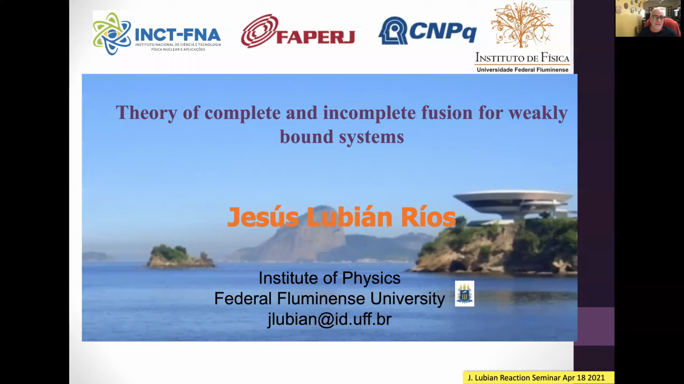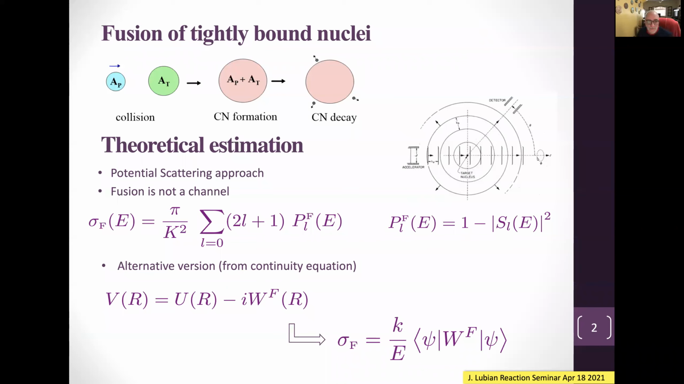The simplest situation we can have with tightly bound nuclei is the collision between some projectile and target to form a complete fusion compound nucleus. As it gets excited, we immediately have a decay of this compound nucleus. The simplest theoretical estimation of this process is to perform a potential scattering. In this case, we can have a short range imaginary potential, because if we have a long range imaginary potential, what we get is the reaction cross section.